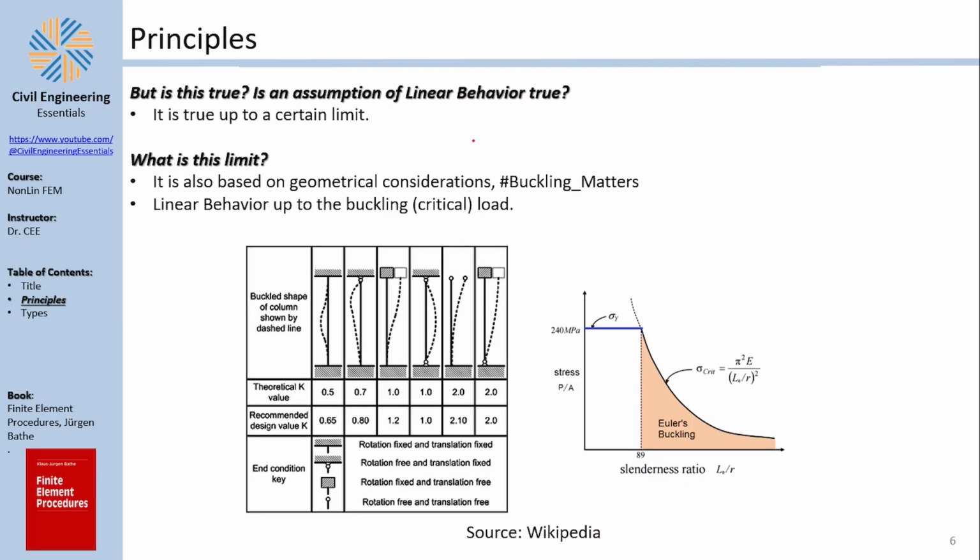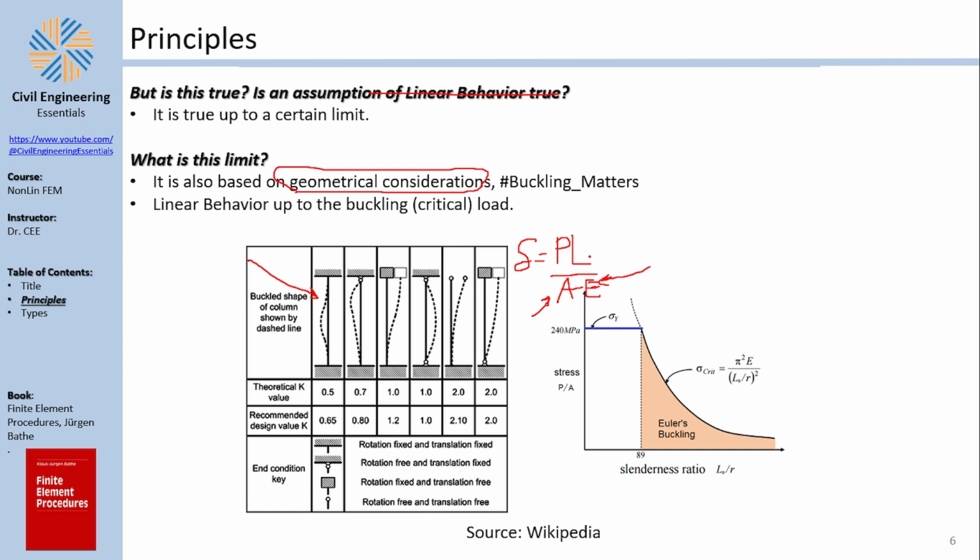Now, there is another thing. You also have other reasons why linear is incorrect. For example, you have geometrical considerations. You have large displacements and even buckling, because buckling does matter. For a column, you have a linear behavior between the force and the displacement. Delta equals PL over AE. This is from mechanics of materials. P is the axial force, L is the length, A is the cross-section of the column, and E is the elastic modulus.